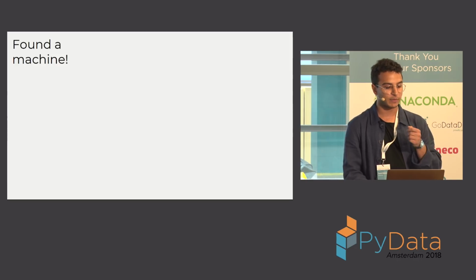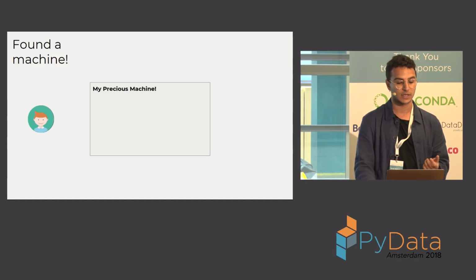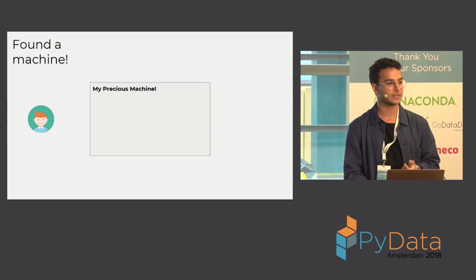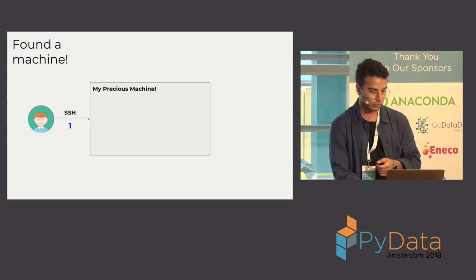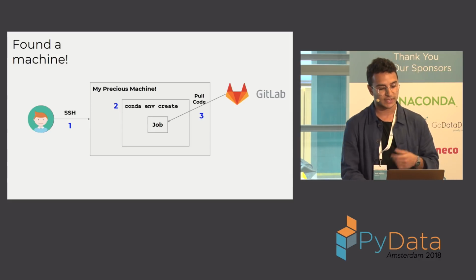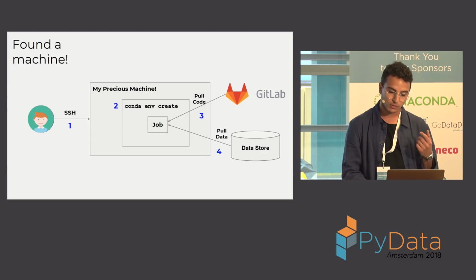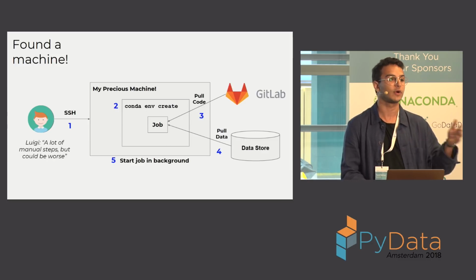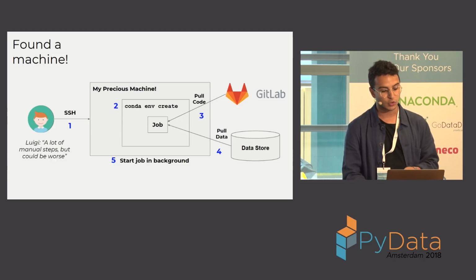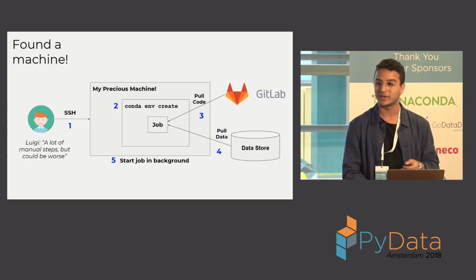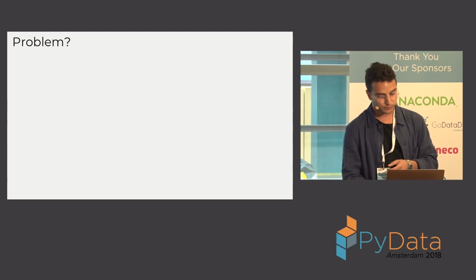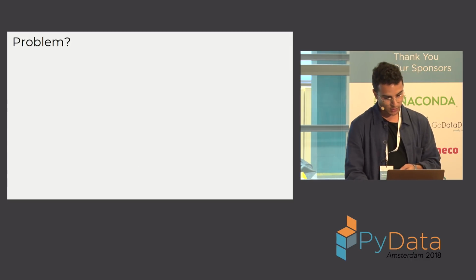So that's one step. The next step is, OK, we found a machine. We want to start things now. We want to start the new job. What are the steps so that Luigi can start his nice job on this machine? So, OK, the typical steps that Luigi would take: SSH, create the conda environment, pull some code, pull the data, start the job. Beforehand, these were basically manual steps. So that wasn't really scalable, because for one person, that's fine. But if you have an entire team that would like to do this in an automated manner, that wasn't really possible. So yeah, a lot of steps.